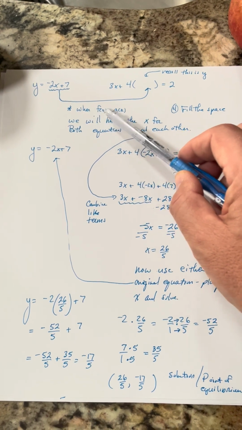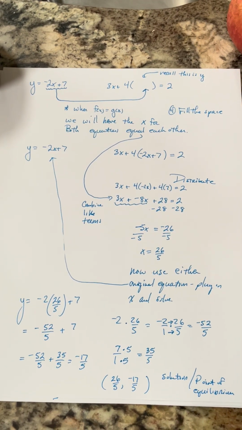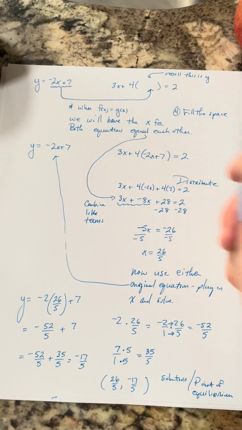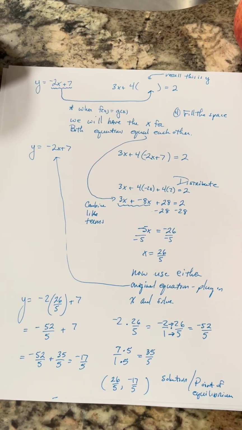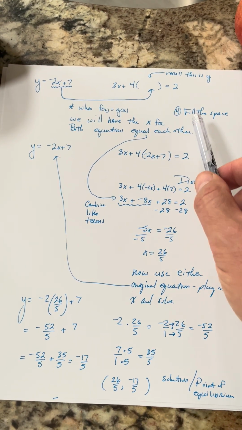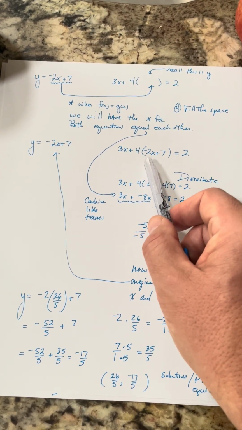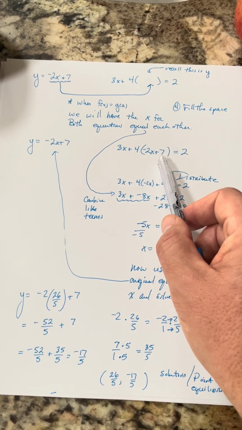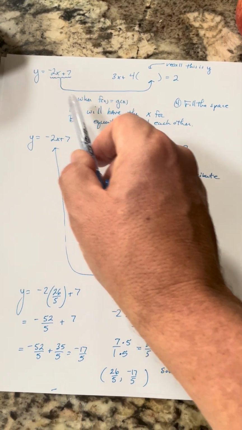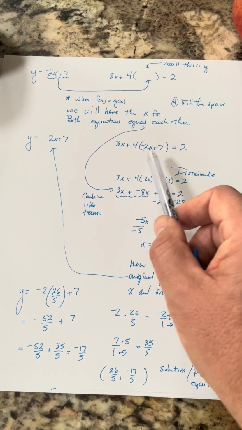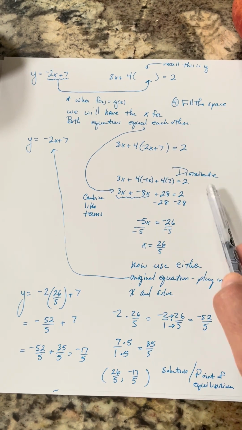Well, when f of x is equal to g of x, we also have another property that the x's are going to be the same as well. And so when we're working this through, we're first going to fill in the space. We're going to have 3x plus 4 times the quantity negative 2x plus 7. That's the negative 2x plus 7. It's filling in that gap. Then we're going to go ahead and distribute.